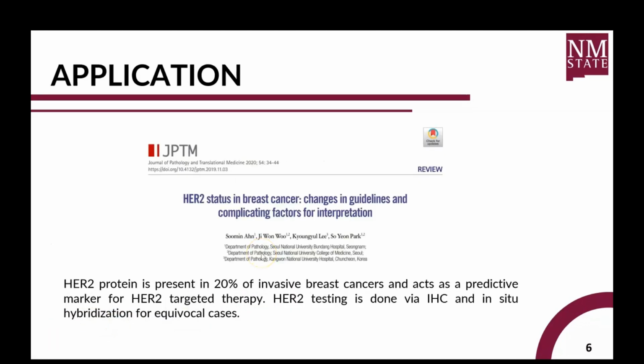One of the applications for the IHC protocol would be from this study from the Journal of Pathology and Translational Medicine. Here they observed the HER2 protein, which is present in 20% of invasive breast cancers and acts as a predictive marker for HER2 targeted therapy. HER2 testing is done via IHC and in situ hybridization for equivocal cases.